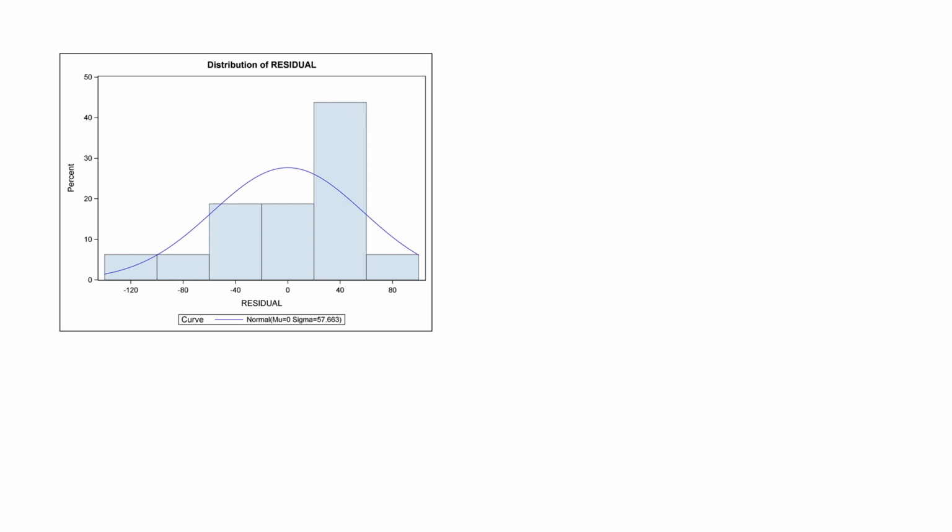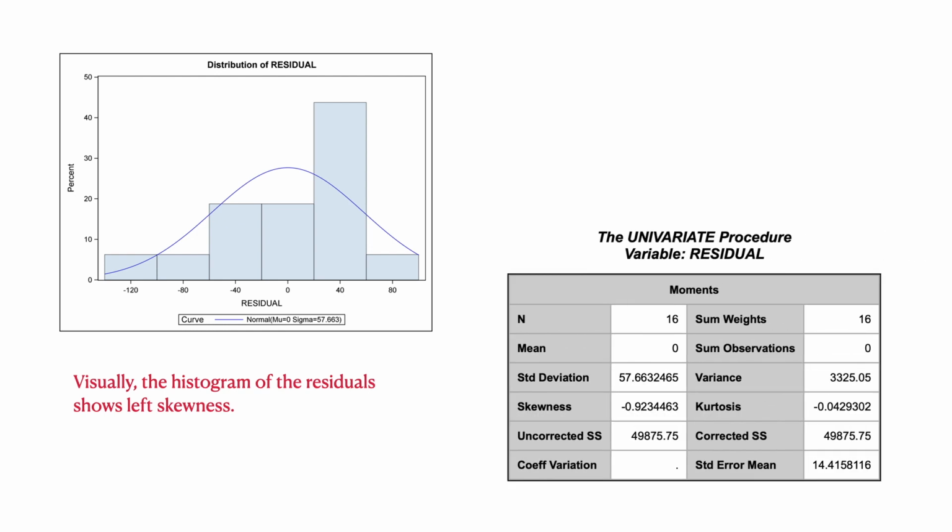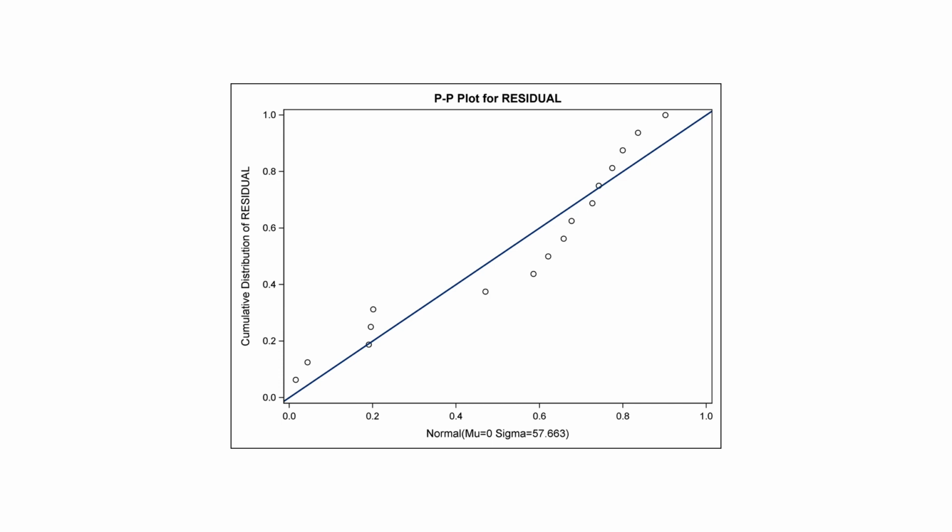And so here is the histogram of the residuals produced by PROC UNIVARIATE. From this, we can see visually that the histogram of the residuals shows some left skewness in the distribution of the residuals. We can see here numerically that the skewness coefficient is indeed negative. The skewness coefficient for the model residuals being negative 0.9234.